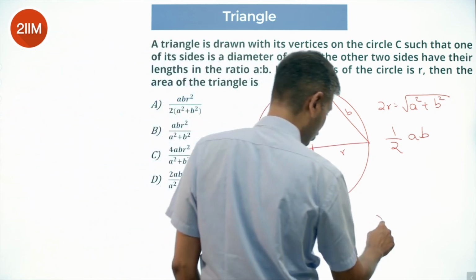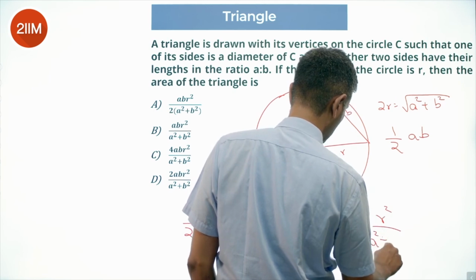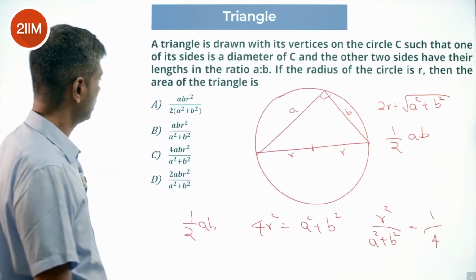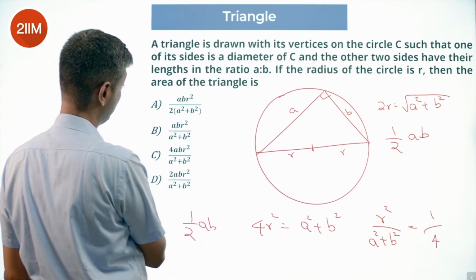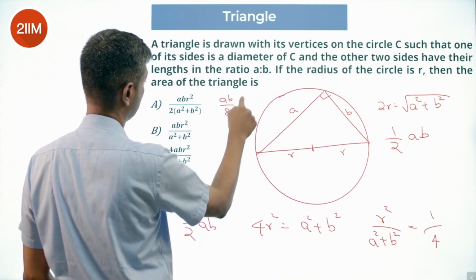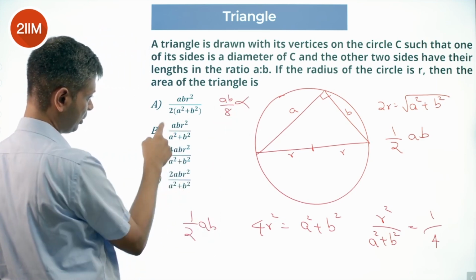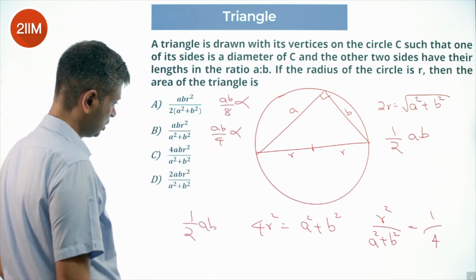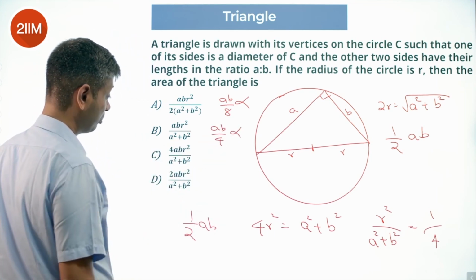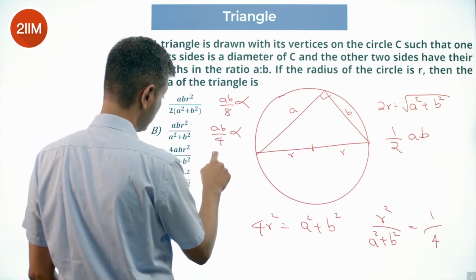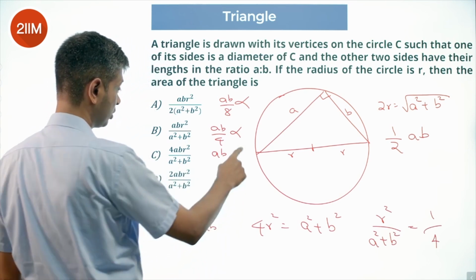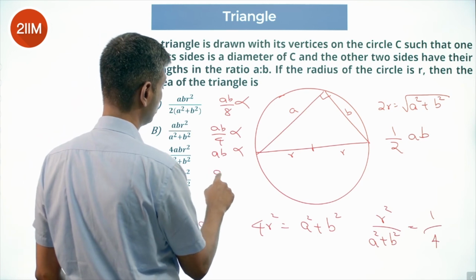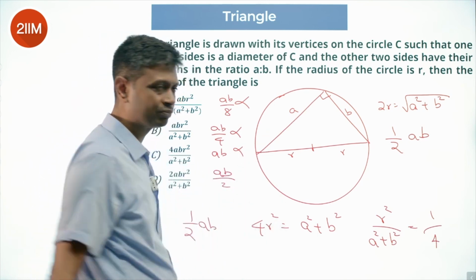So r square by a square plus b square is equal to 1 by 4. This is AB by 8, not the answer. This is AB by 4, this is not the answer. This is just AB, 4 into 1 by 4, this is not the answer. This is 2AB by 4, AB by 2, true.